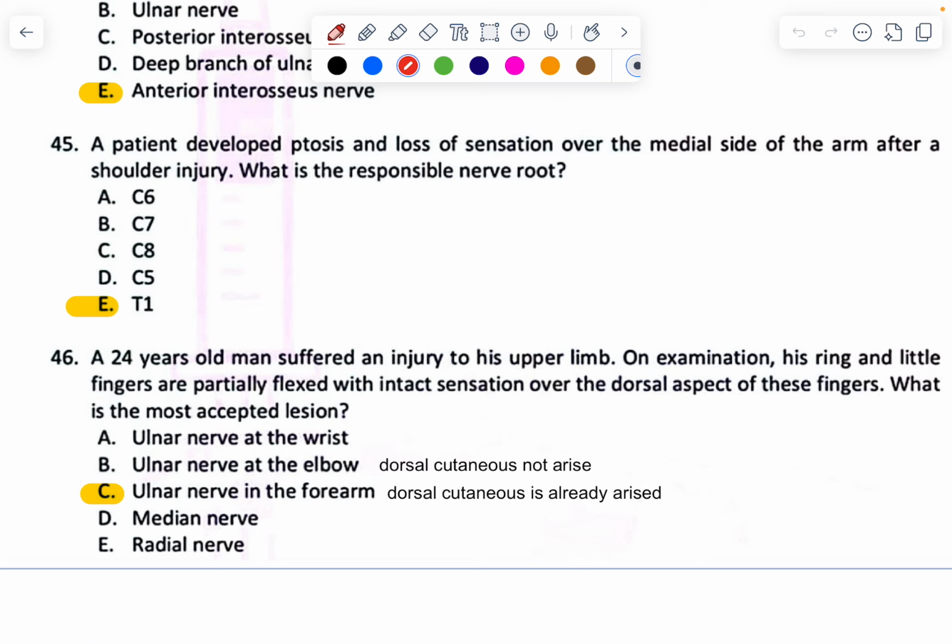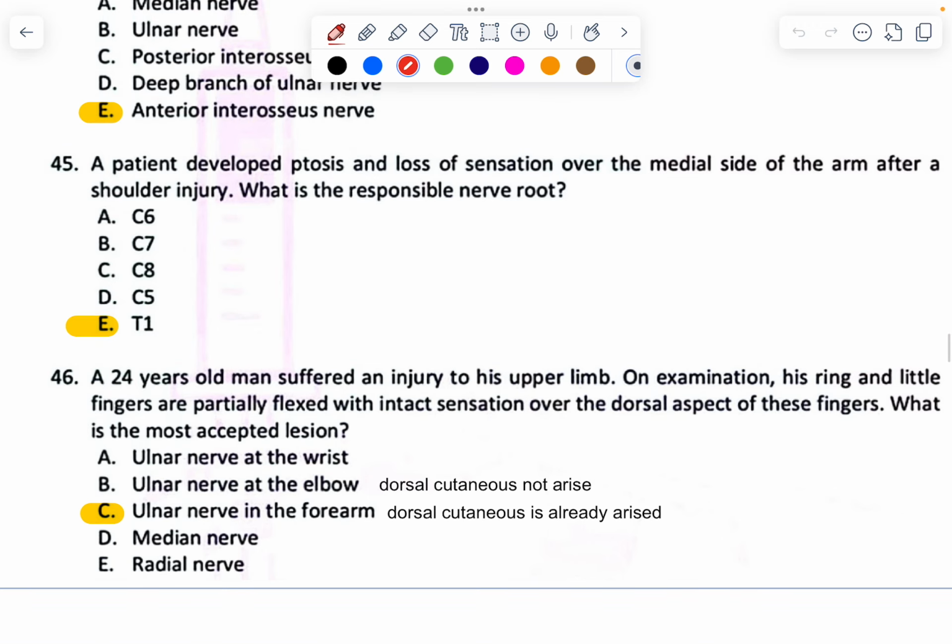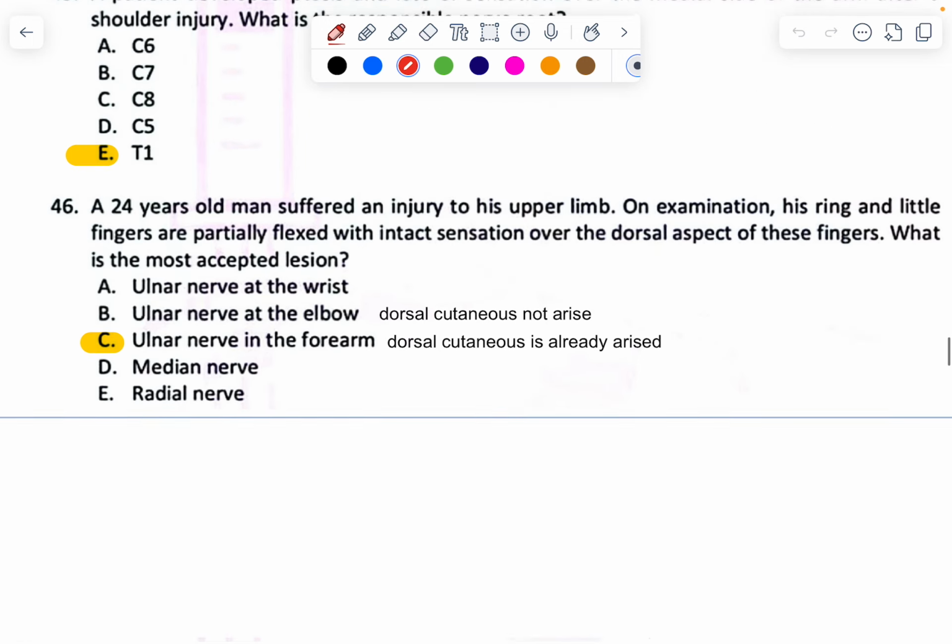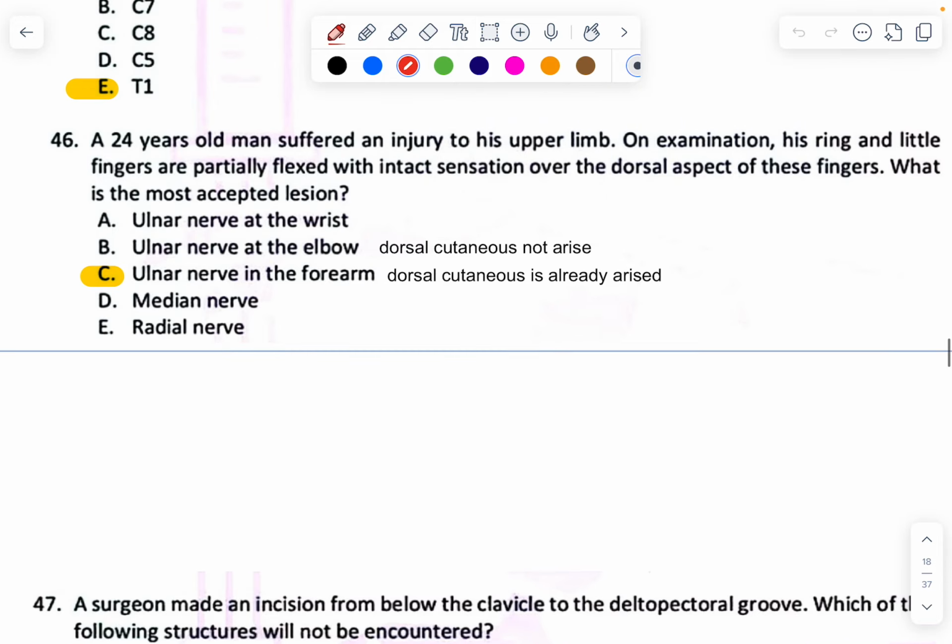Ulnar at the elbow, dorsal cutaneous does not arise. So intact sensation. So this is ulnar at the forearm. Above the elbow, the dorsal cutaneous nerve will be intact. So the cutaneous nerve is intact.